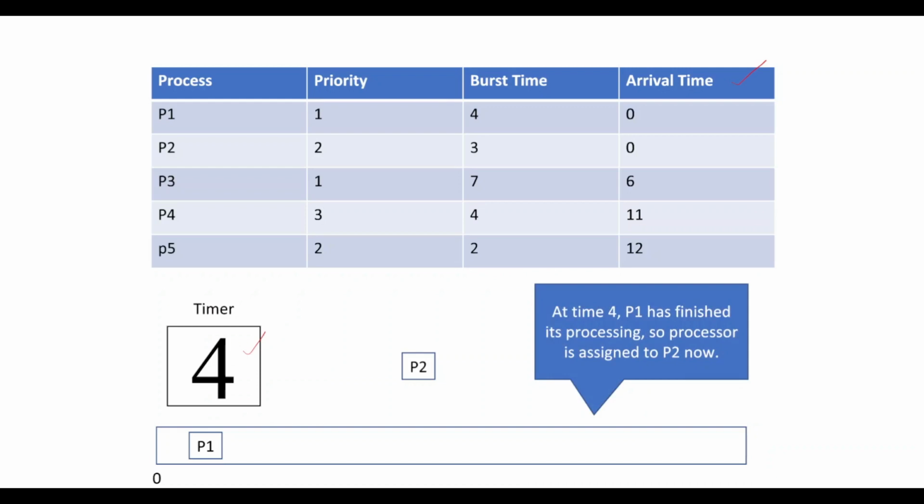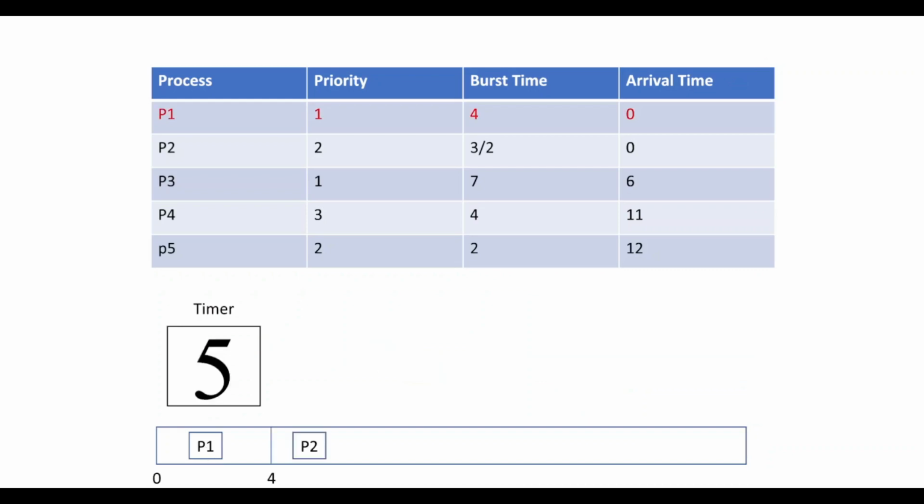Now the processor is assigned to P2. Why? Because in the ready queue, you can see this is the ready queue, P1 was already there. We have done P1, and the only process available here is P2. So we can start executing P2 now.